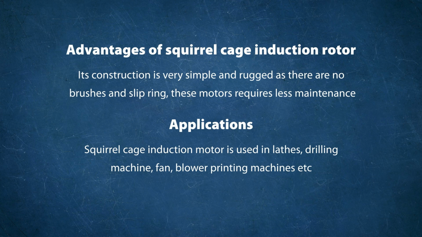So they perform better. Where are they used? Squirrel cage induction motors are used in lathes, drilling machines, fans, blowers, printing machines, etc. These are the applications of the three-phase squirrel cage induction motor.